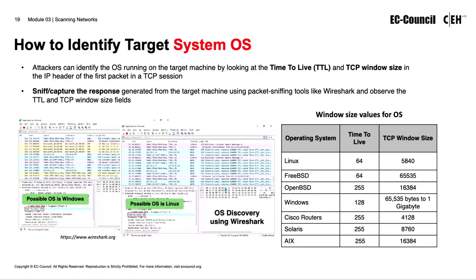But either way, if you look in the header for an IP packet, it has a time to live that has a maximum value of 255, and it decrements every time it goes through a router. So you could look at the starting TTL, as you see here: Linux 64, BSD 64, because it's Unix, Windows 128, and you can use that to determine what operating system this might be coming from.